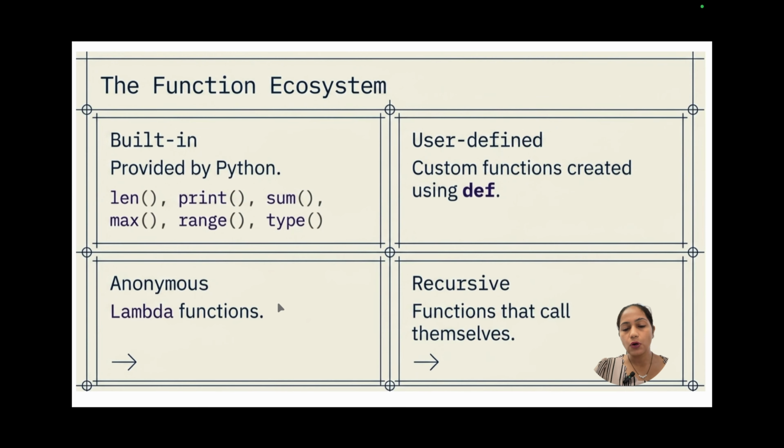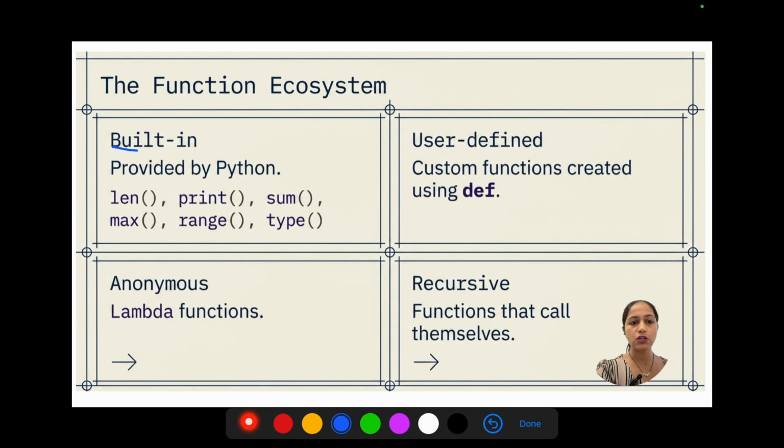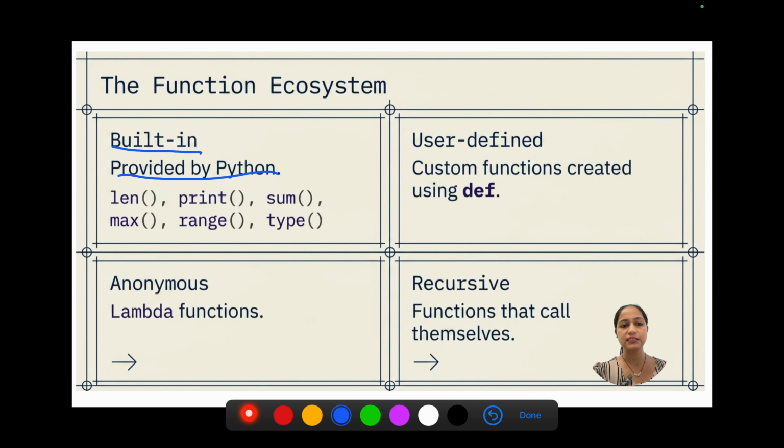So the overall function ecosystem has basically 4 different types of functions. One is built-in functions, which are provided by Python itself, like len, max, print, sum, type, range. Others are user-defined functions, which are custom functions created using def, that we tried doing right now. The next types of functions are anonymous functions and recursive functions. Let us talk about them one by one.